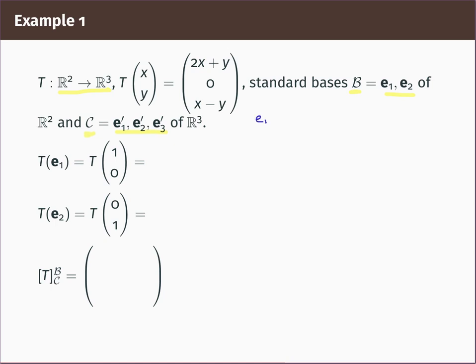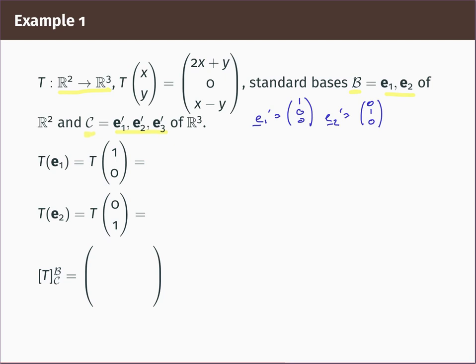For example, e1' refers to (1, 0, 0), and e2' is (0, 1, 0), and so on. I'm just putting the primes there so we don't have e1 and e2 meaning two different things at the same time, because that will be confusing. So if we want to work out the matrix of the linear map T with respect to initial basis B and final basis C, then what we have to do is compute T of e1 and T of e2 and express those things as a linear combination of the basis elements e1', e2', e3'. And the scalars that we use will be the entries of the columns of the matrix of T.